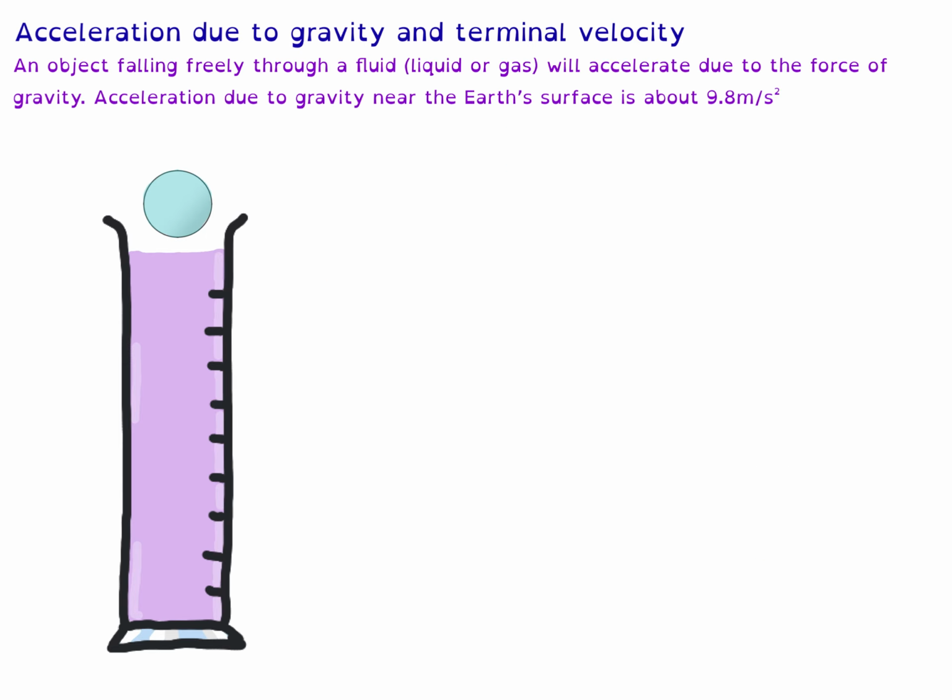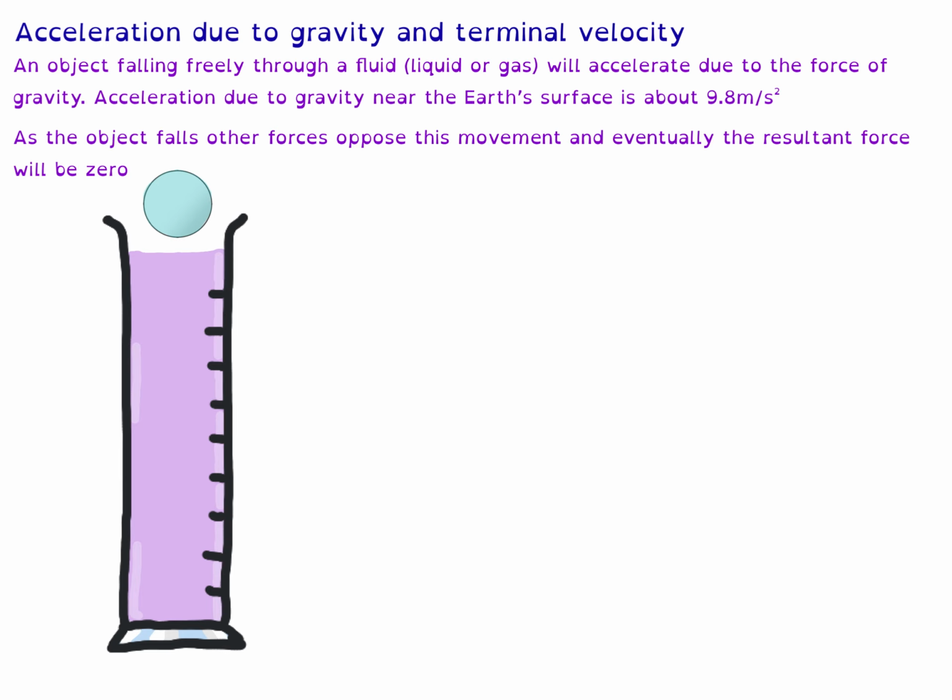An object falling freely through a fluid, liquid or gas, will accelerate due to the force of gravity. Acceleration due to gravity near the Earth's surface is about 9.8 meters per second squared. As the object falls, other forces oppose this movement, and eventually the resultant force will be zero.